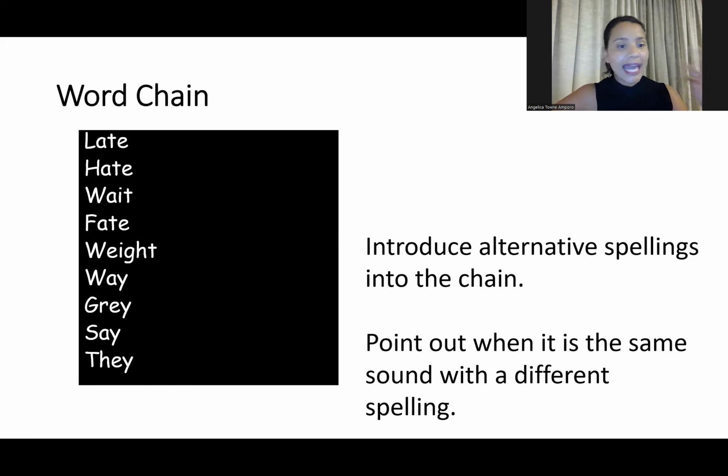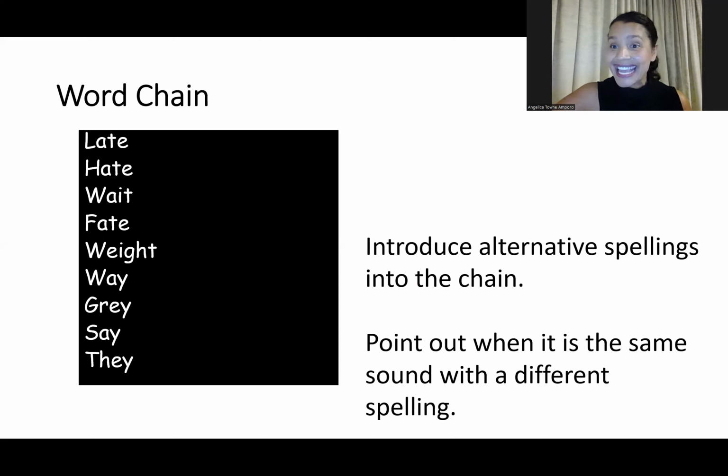So the children might say hate, and then someone else might say wait, oh, all of a sudden, it's not actually spelled with an A-T-E, it's spelled A-I-T. And that's okay in a word chain, right? You'd want to make sure that the sound is the same, but the spelling might be different, right? Fate. And then maybe someone says, well, what about the other weight? Like how I weight, the weight of something, right? Here we go. That's another way to spell it.